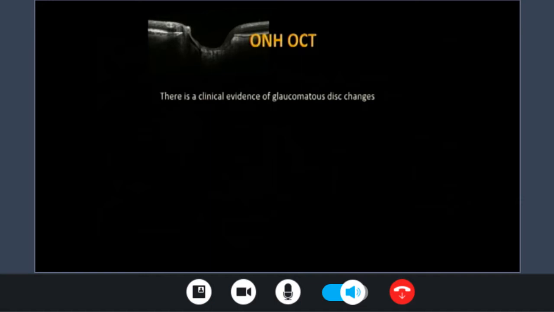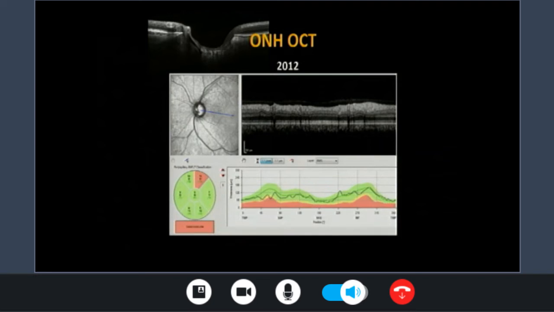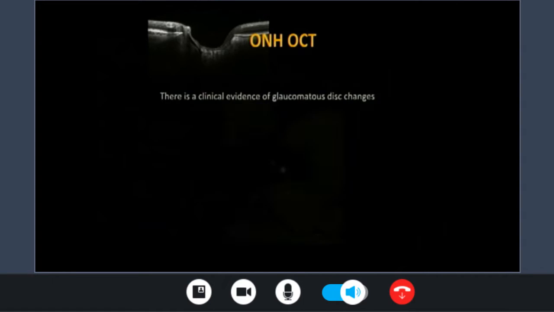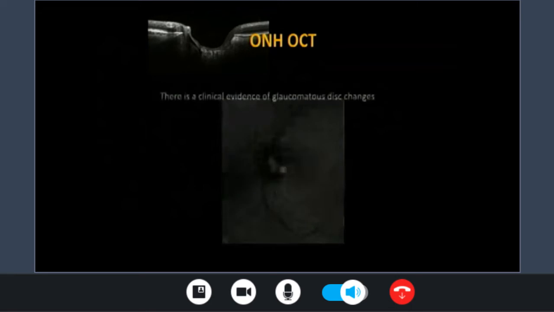So there is a clinical evidence of glaucomatous disc changes. We know, in fact, that in patients with normal tension glaucoma, the most important clinical hints that they are progressing are disc hemorrhage, followed by enlargement of the peripapillary atrophy area. When we did RNFL for this lady, you find that she's having thinning superotemporally, which corresponds to the area of the nerve fiber layer defect.